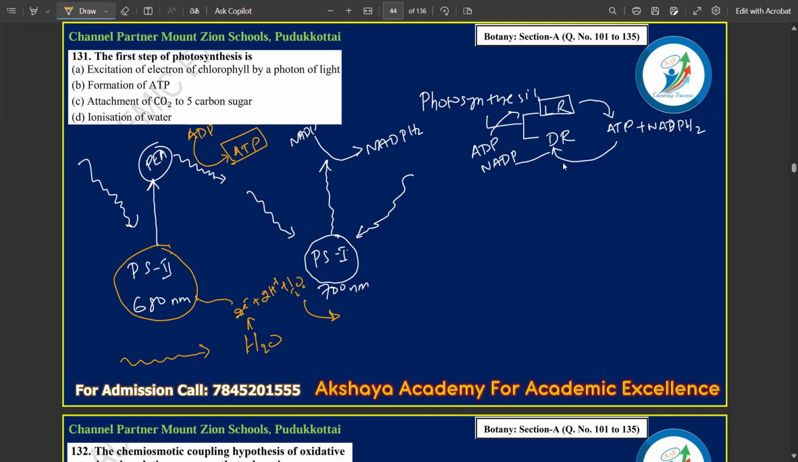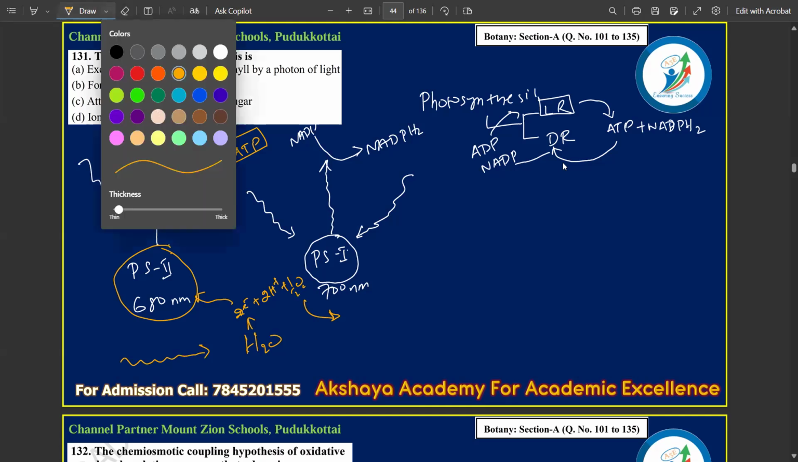And the electron goes into the PS2 system. The PS2 system will accept the electron only and only when it gets oxidized. Otherwise, it will not accept the electron. So first, it has to get oxidized. So if we see the sequence of reactions, let's see the options.